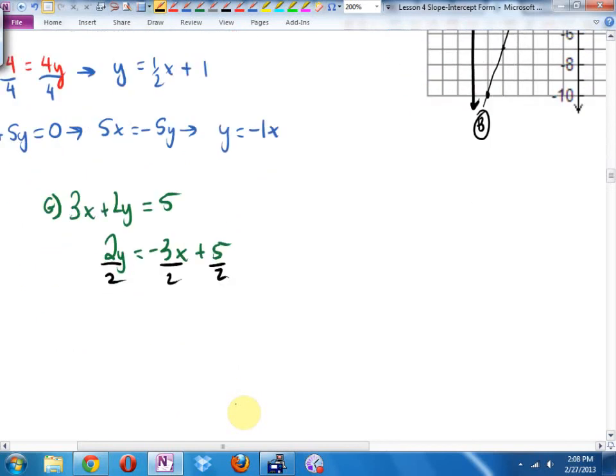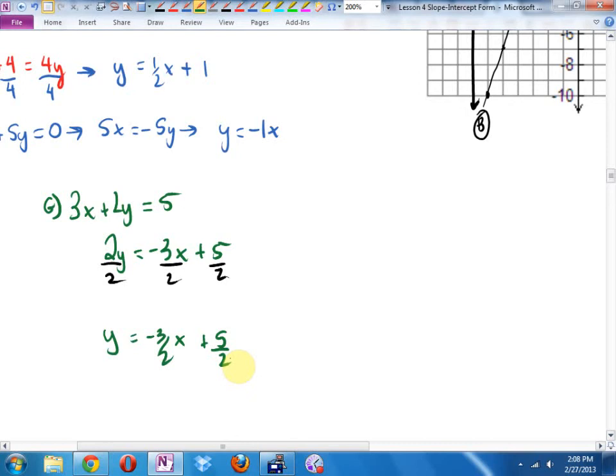And I run into a problem because I get this. Y equals negative 3 over 2 x. That's not a problem. I can do a fractional slope. In fact, a fractional slope makes things easier. But I get this as a y-intercept. What the heck is 5 over 2 as a y-intercept?